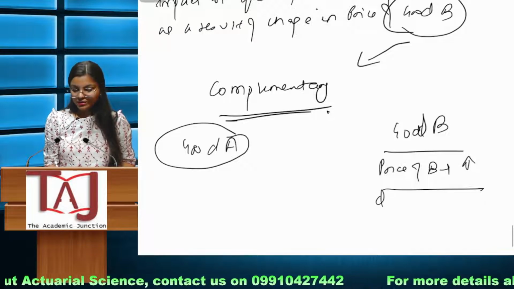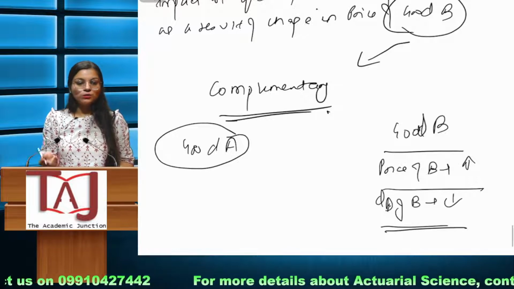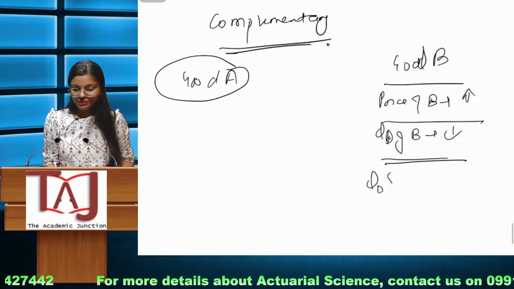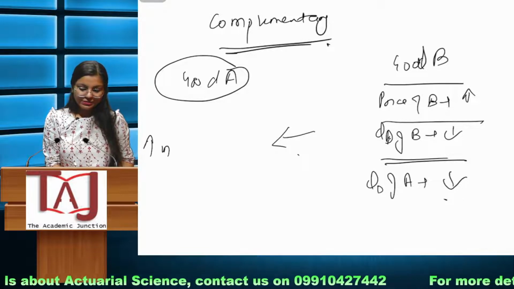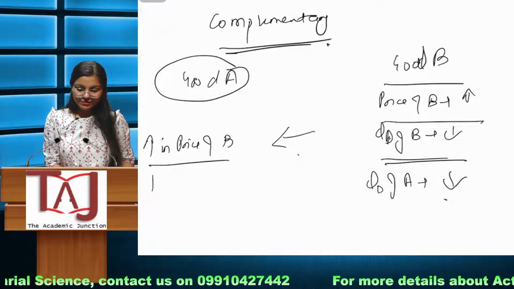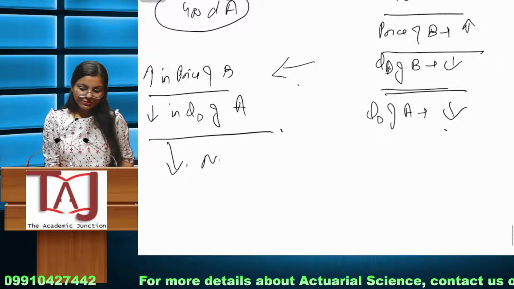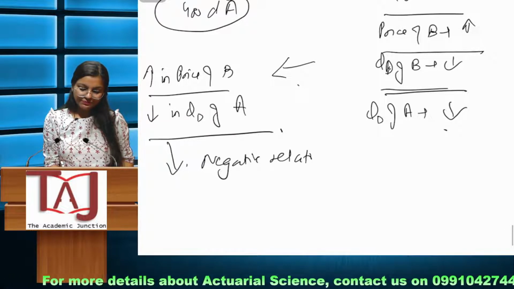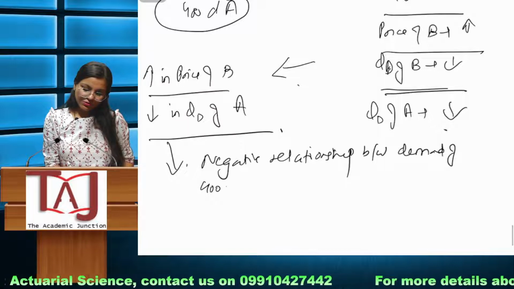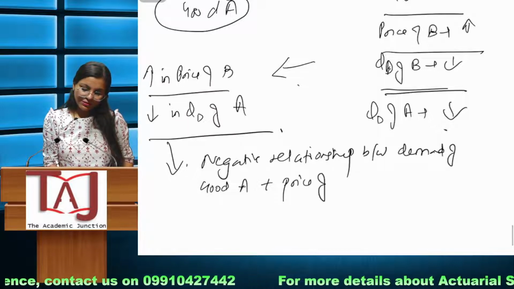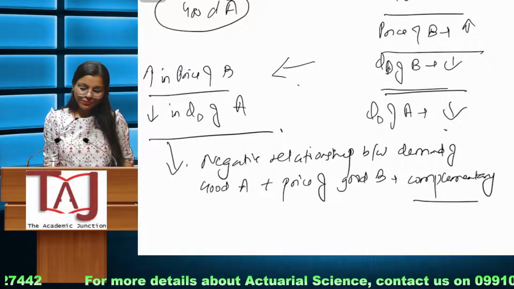Price of B has risen, so quantity demanded of B will fall. Now if that of B falls, because these two are consumed together, quantity demanded of A will also fall. So what's the impact? Increase in price of B has resulted in a decline in quantity demanded of A. This is known as a negative relationship between demand of good A and price of good B, which is complementary.